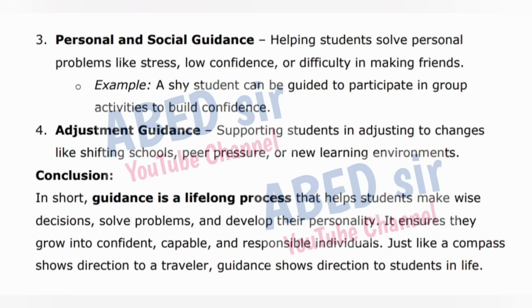3. Personal and social guidance, helping students solve personal problems like stress, low confidence, or difficulty in making friends. Example, a shy student can be guided to participate in group activities to build confidence. 4. Adjustment guidance, supporting students in adjusting to changes like shifting schools, peer pressure, or new learning environments.